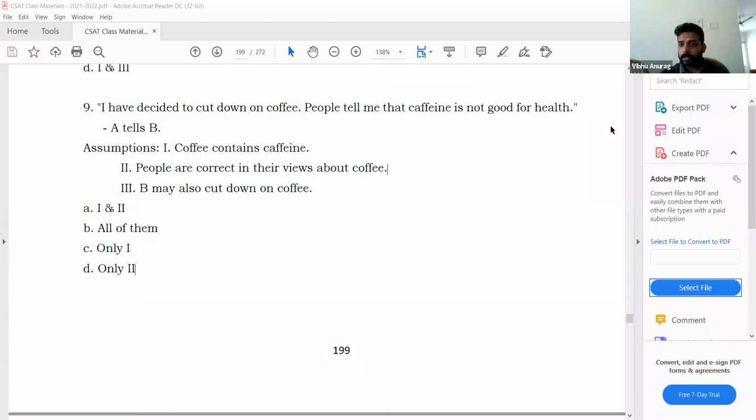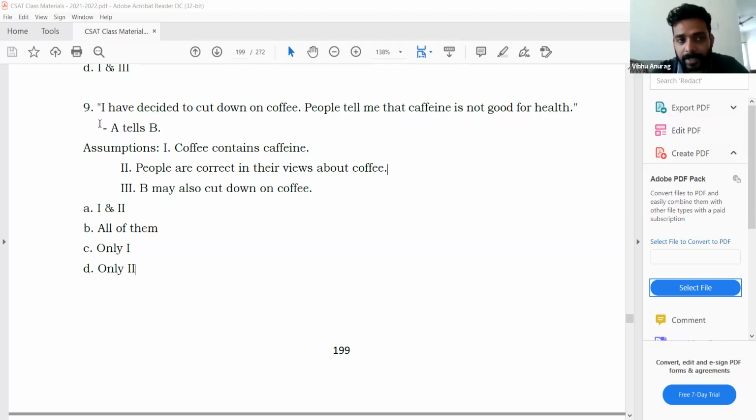Charan, you've asked, B may cut down on coffee. Yeah, of course. See, again, same thing. We are just trying to identify A's assumptions. What B does or does not do is not our concern. Got the intent of the question? We are not trying to predict whether B will actually cut down or not. Of course, he may. He may not. We are not concerned. We are trying to figure out what A believes.